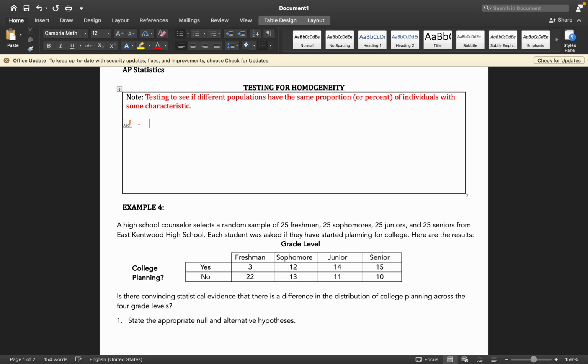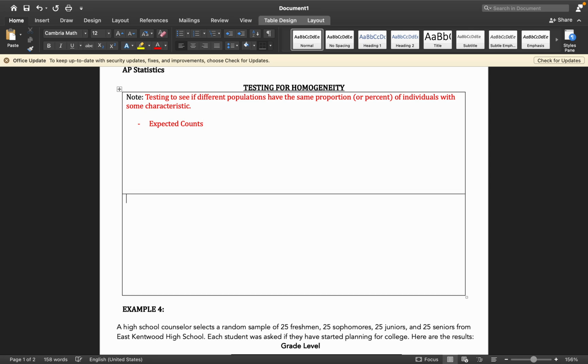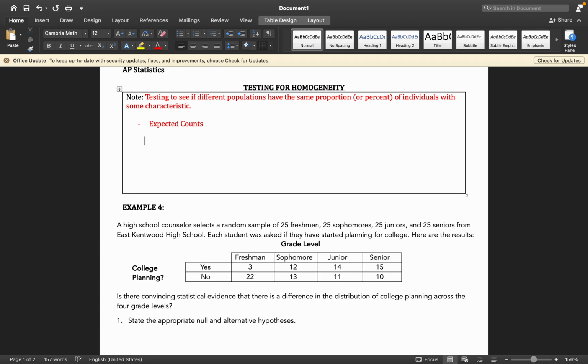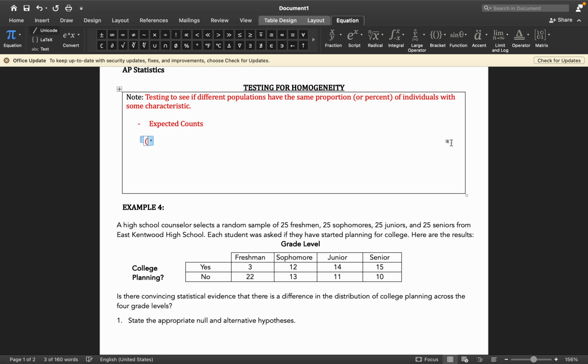So again, we need to find expected counts. To find our expected counts, what we're going to do is take our row total times our column total, and divide that by the grand total of observations.